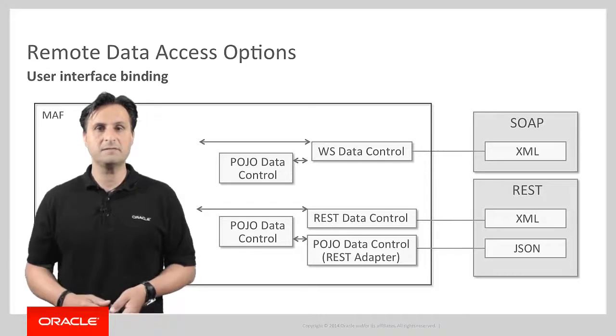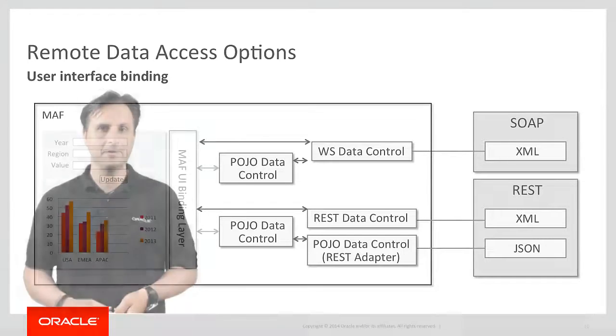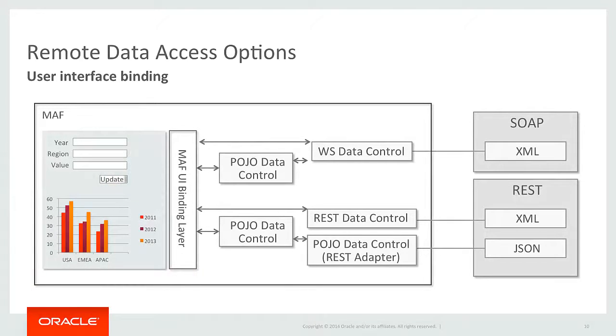And then this information from the data control is bound through the MAF binding layer to the user interface, where it shows and where the user can use that to update data. So this is the infrastructure that we're talking about within the next episodes when we discuss service access and remote data access, as well as local data access in MAF.